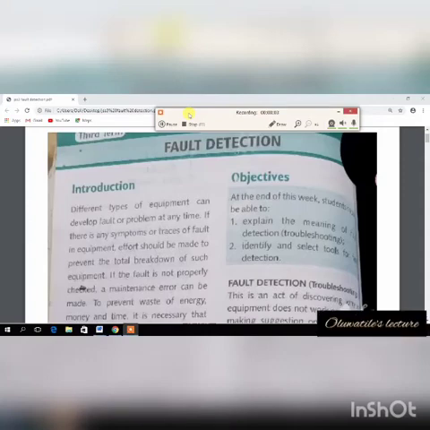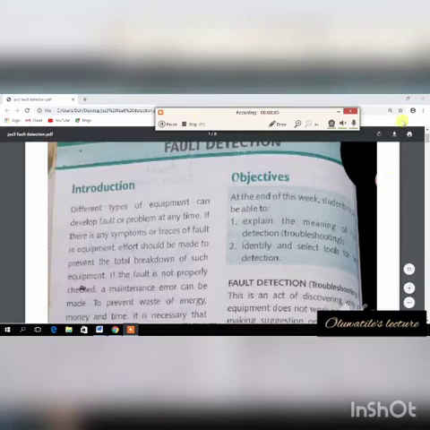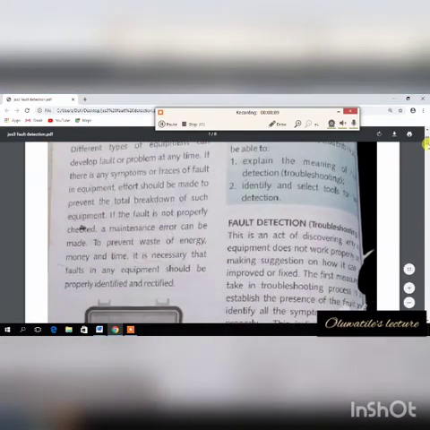Today's topic is fault detection. I want you to pay attention. We'll be explaining what fault detection is. Another name for fault detection is troubleshooting, so we'll be explaining it, and we'll also identify and select some tools that we can use to detect fault.